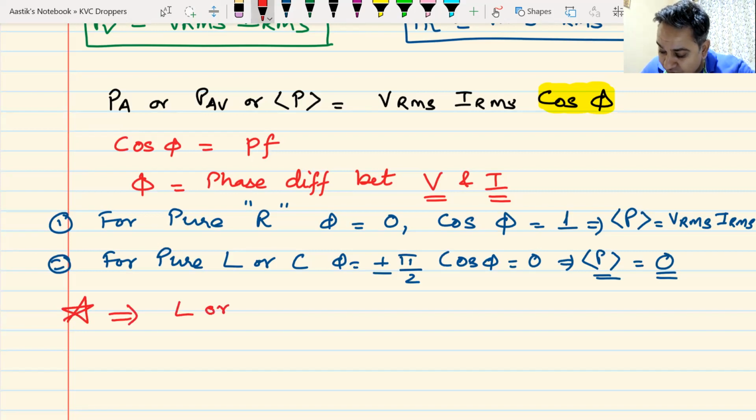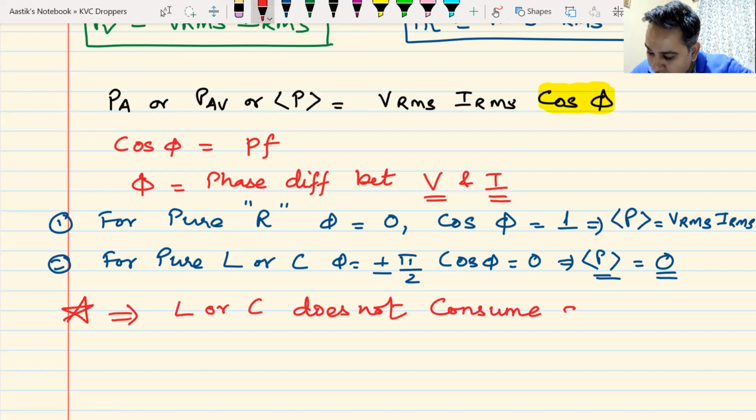An L or C circuit does not consume any power. They do not consume any power in an AC circuit. Power is not consumed by L or C.